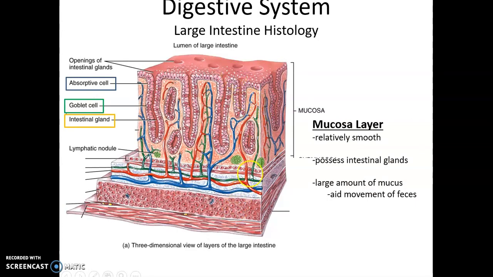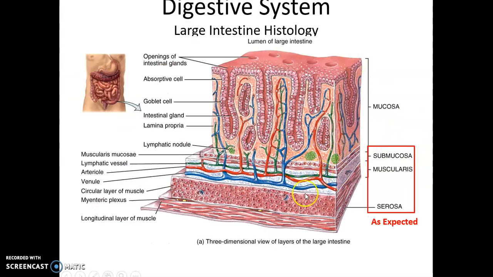The histology of the large intestine, so the wall of the large intestine, the mucosa layer is a little distinct. It is mostly a flattish structure, but it does have some intestinal glands. And primarily, the lining is made up of simple columnar epithelial cells, some of them absorptive cells to absorb the water, the electrolytes, the vitamins, and also a lot of goblet cells to produce mucus. The mucus acts as a lubricant, aiding in the movement of the feces.